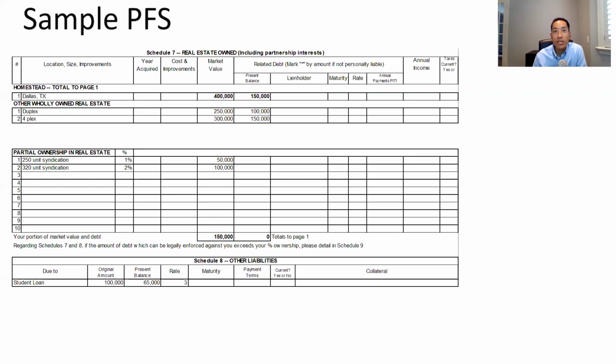And then your real estate owned tab. The first thing is your homestead. Your homestead counts in your net worth. Some people get this sometimes confused.